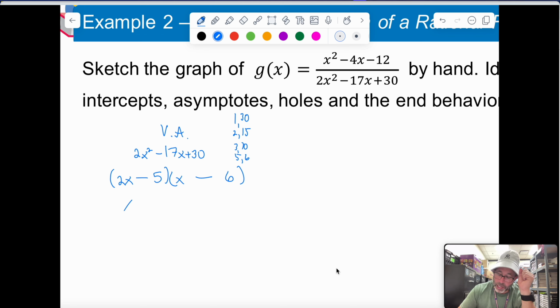Everything checks out here. So we end up with x is equal to 5 over 2, and we end up with x is equal to 6. Those are my vertical asymptotes.